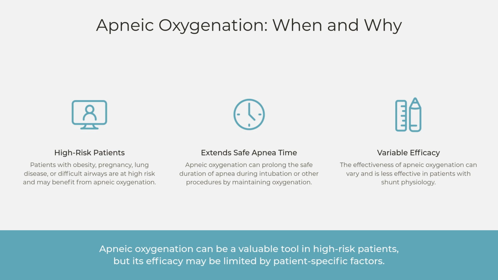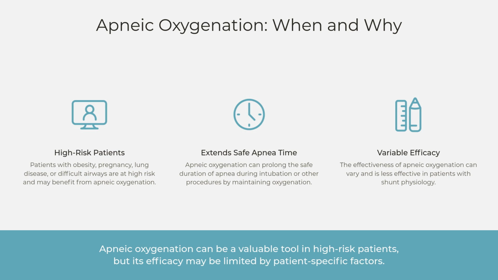Apneic oxygenation is recommended for patients at high risk of hypoxia during intubation, such as those with obesity, pregnancy, intrinsic lung disease, or a predicted difficult airway. It works by delivering oxygen during the apneic period, maintaining saturation and extending the safe apnea time, crucial when intubation takes longer than expected. However, its benefits vary.